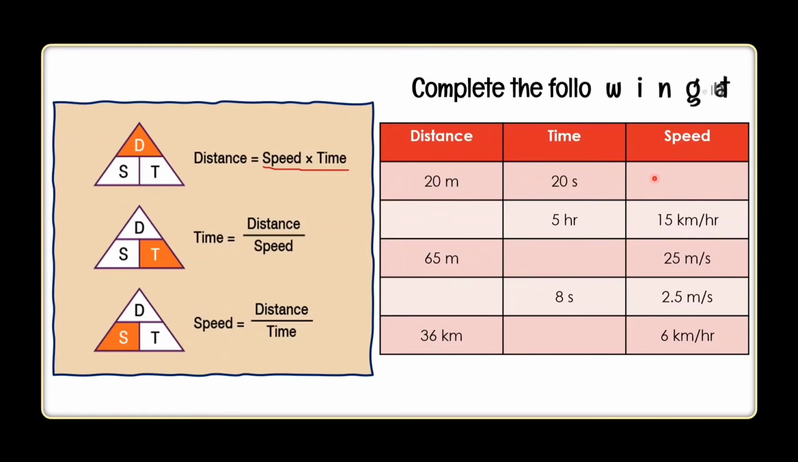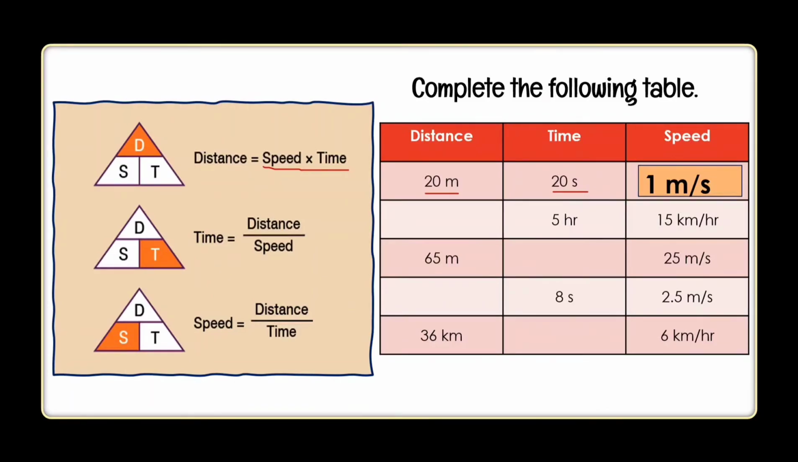Sa una, ang given ay distance na 20 meters at time na 20 seconds. Speed ang nawawala. Again, ang formula ng speed ay distance divided by time. Kaya, 20 meters divided by 20 seconds equals 1 meters per second.